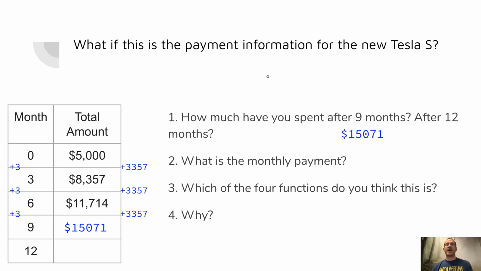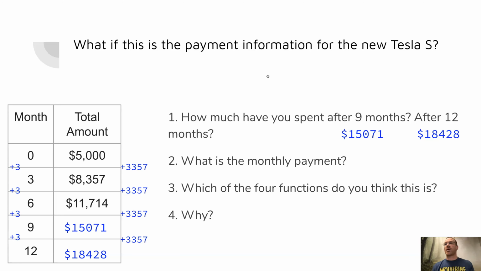$15,071. And our final change, once again, is plus 3, which means our final change in y has to be the same as the previous. And we add that on to that amount. And we see that after 12 months or 1 year, you have paid $18,428. Now, once again, getting back to that monthly payment, that's 1 month.